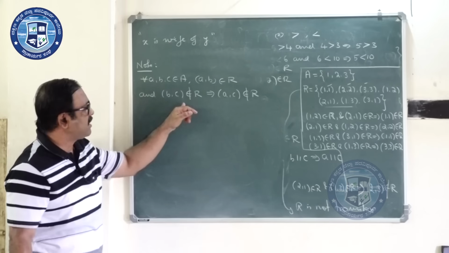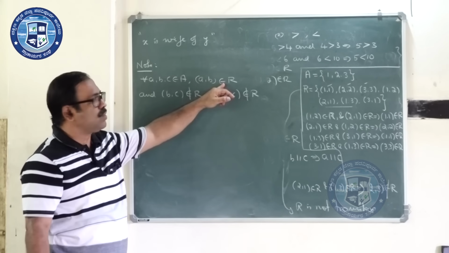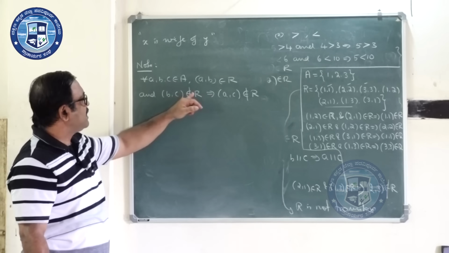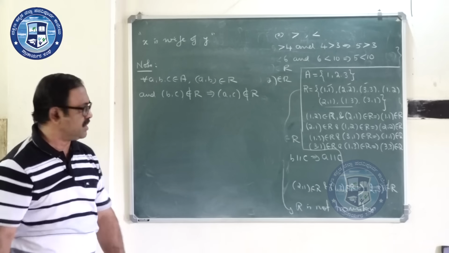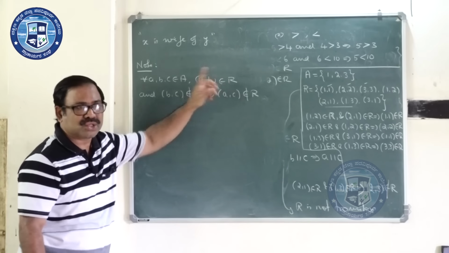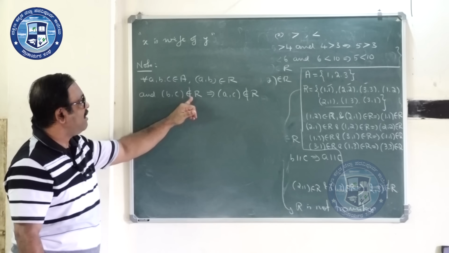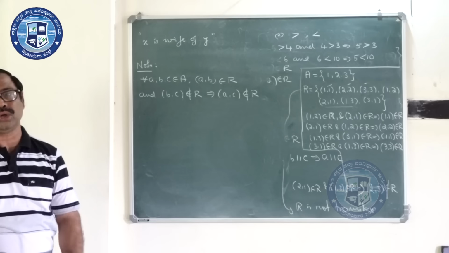So, I can define transitive in two different forms. That is, (a, b) belongs to R and (b, c) belongs to R, then (a, c) belongs to R. That is transitive. The other case is, observe this: (a, b) belongs to R and (b, c) does not belong to R, then (a, c) does not belong to R.